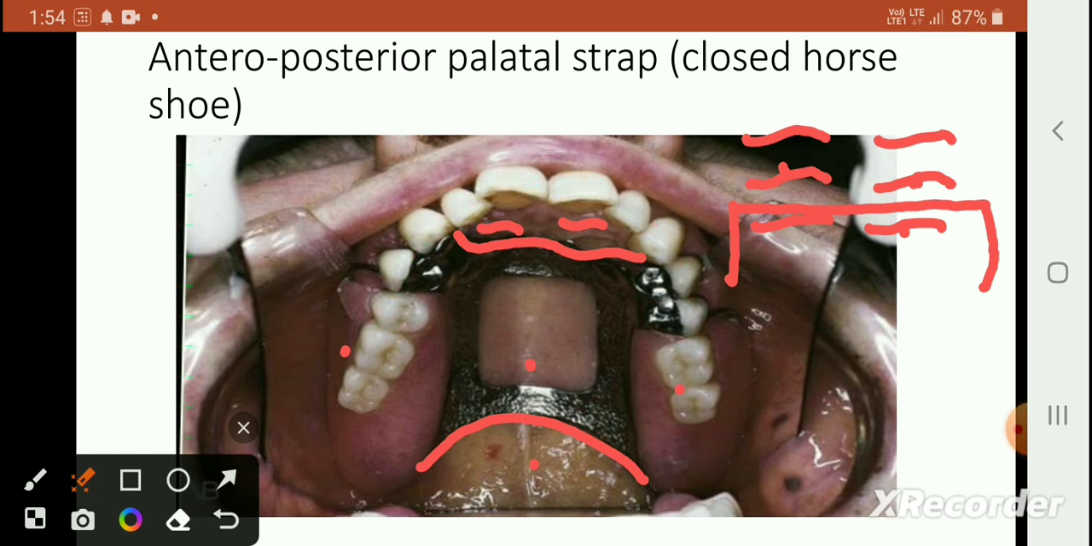In Kennedy's class 1 and class 2 arches, the anterior posterior palatal strap is indicated, and it is also indicated if there is presence of inoperable tori. If inoperable tori are present in the palate, then also we consider the anterior posterior palatal strap. These are the two indications, and the disadvantage is that this arrangement interferes with the phonetics of the patient.